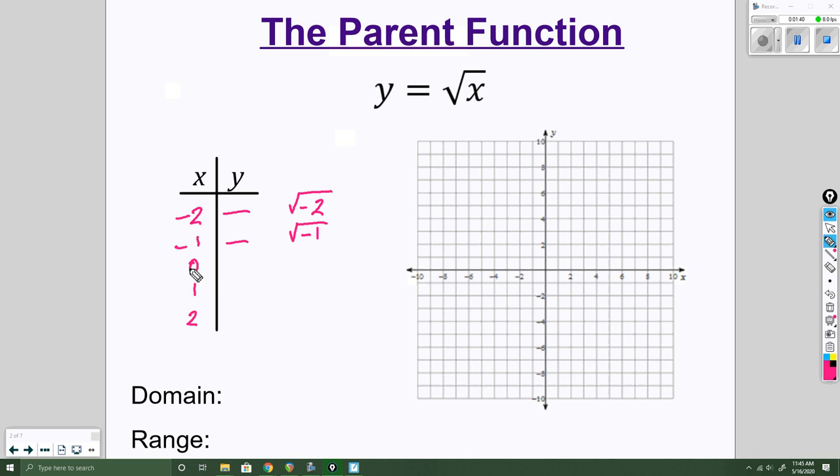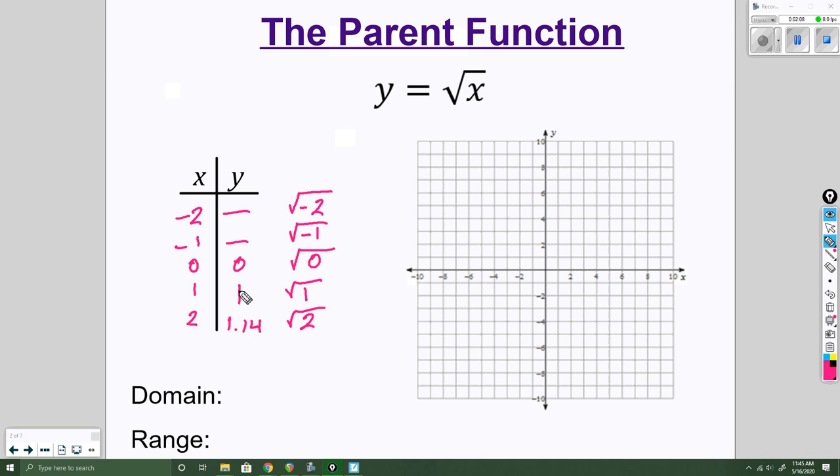If we plug 0 in, the square root of 0 is just 0. If we plug 1 in, the square root of 1 is just 1. If we plug 2 in, we could round that. The square root of 2 is like 1.41, and so on. Let's get some other values that are nice and neat. So we got a decimal value right here, and we got some good values that are nice and easy to graph.